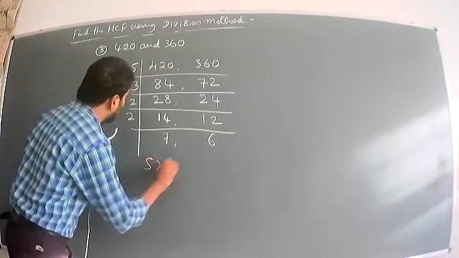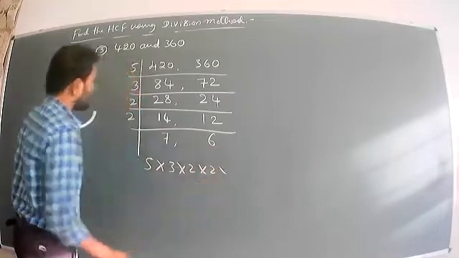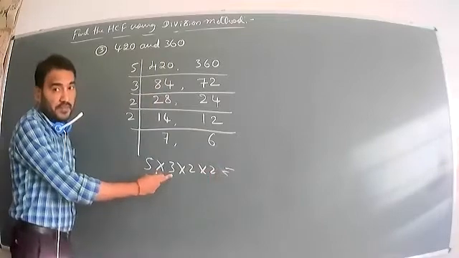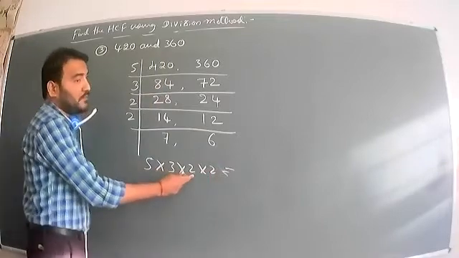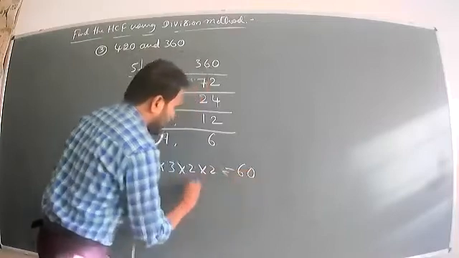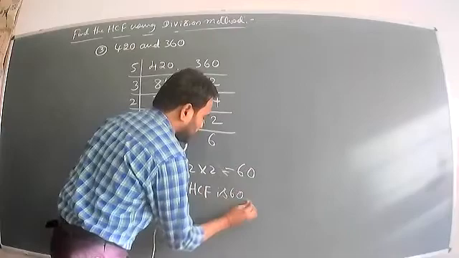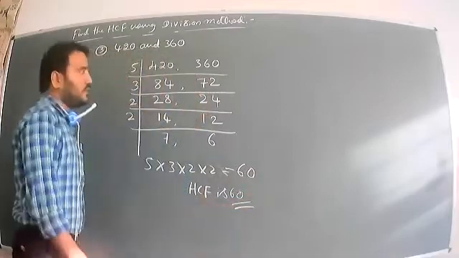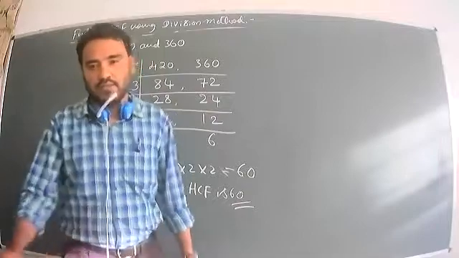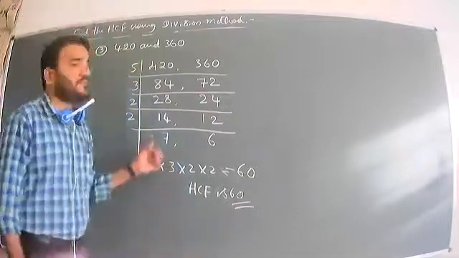So take the numbers which are there: 5 into 3 into 2 into 2. Okay, so what is the value? 5 threes are 15, 15 twos are 30, 30 twos are 60. HCF is 60. This is the answer. So you can use the division method. Okay, this is the division method.